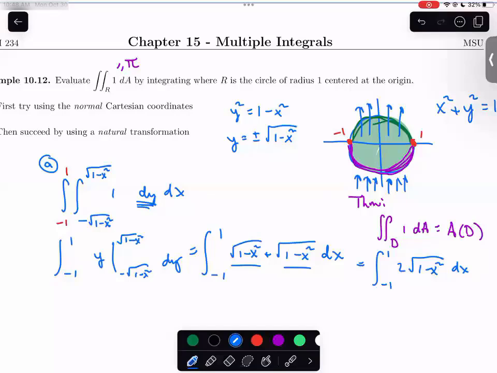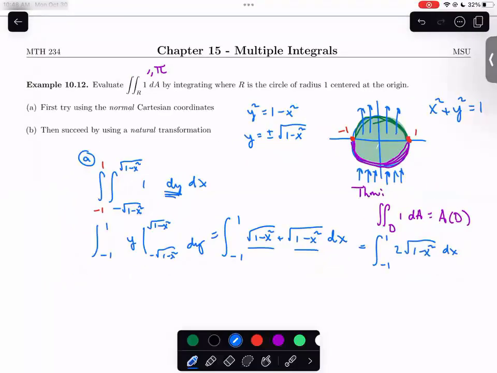So can anyone tell me if I wanted to solve this integral right here as it stands, what technique would I have to use? Yeah, in the middle here. Trig substitution, yes. So from calculus 2, we could use trigonometric substitution. Yep, you got it. So we could use trigonometric substitution and we could solve for this. But this is kind of a very long problem, right? And so that's what I said, first try using the normal Cartesian coordinates. And that's not to say that if we were really persistent, we could do it. It would just be a bit painful.